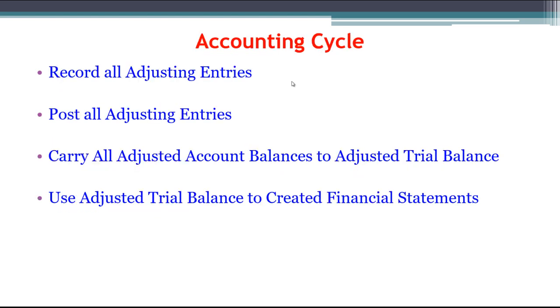So now that we've gone through the actual adjusting entries, we need to wrap up this portion so that we can move on to the financial statements. So what we would basically do here is record every adjusting entry we have, all those 4 categories. Each category might have multiple examples of that adjusting entry. We'd post all the adjusting entries to the T accounts, to the general ledger, and then we'd carry all of those adjusted account balances from the general ledger to the adjusted trial balance, which we'll see in another slide. And then we would use the numbers from the adjusted trial balance to carry over to create the financial statements.